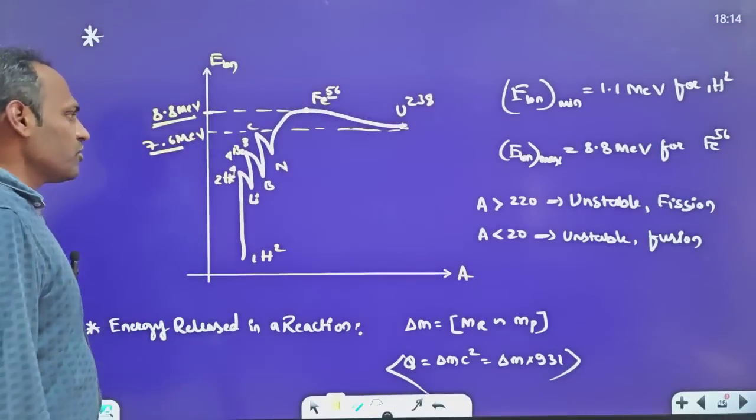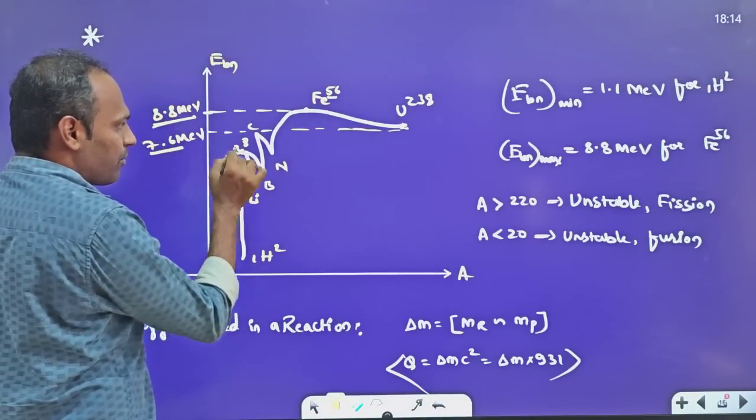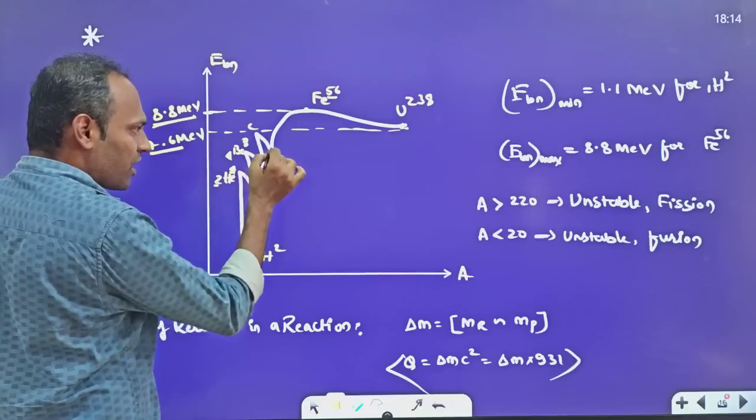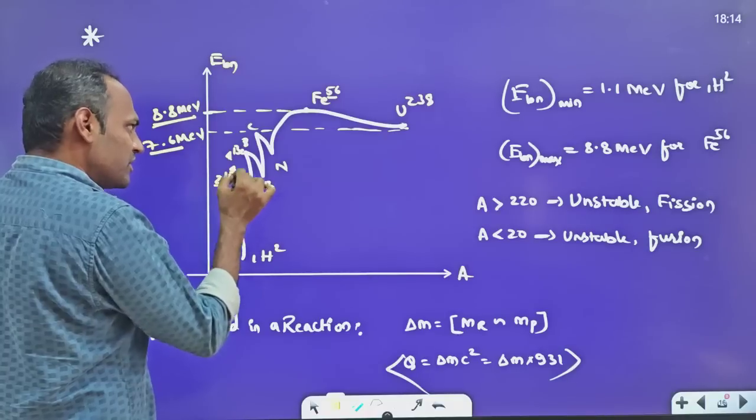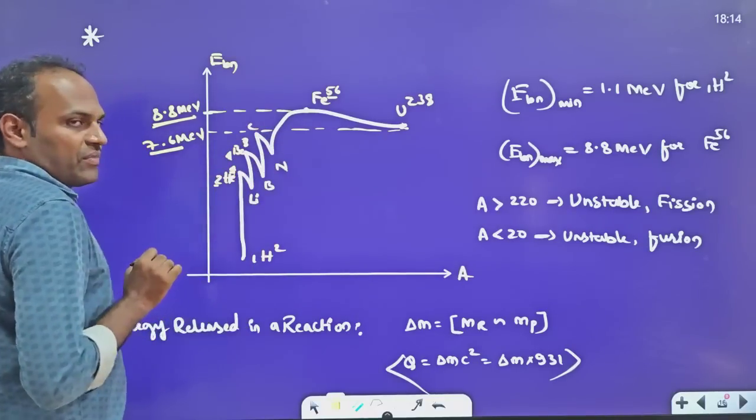Okay, ಆಮೇಲೆ ಇಲ್ಲಿ ನೀವು ನೋಡಬಹುದು, all the elements which are having even atomic number are in maxima and odd atomic number are in minima. So elements which are present in maxima will be more stable than the elements which are present in the minima, right?